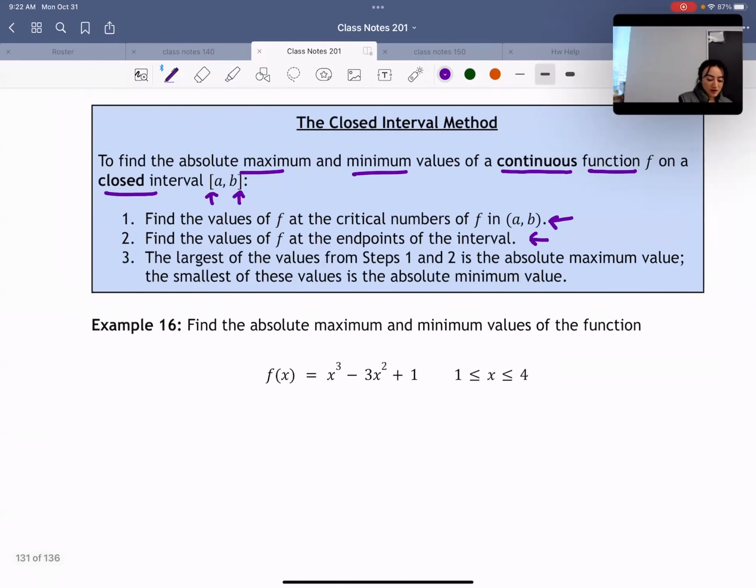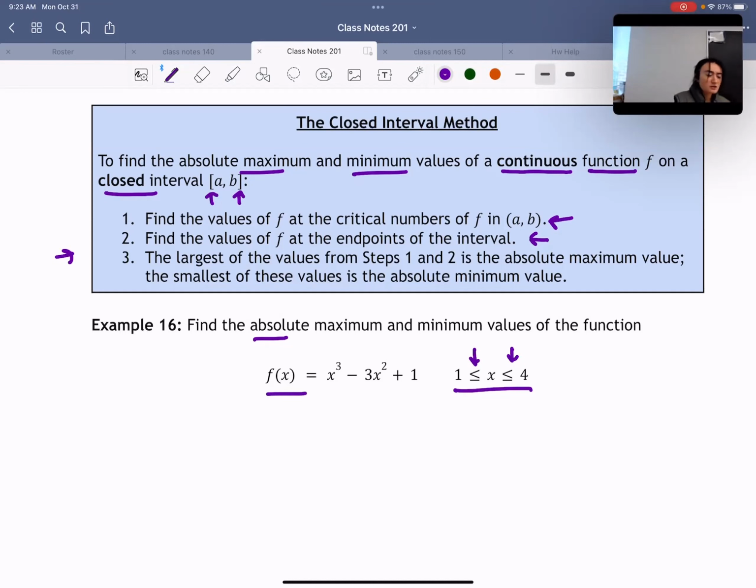In this example, we're asked to find the absolute maximum and minimum of a function. When a question gives you a function and a closed interval, which means we're including 1 and 4, this is our hint that we have to use the closed interval method. Anything that asks you to find the absolute max or min of a function on an interval, use this method. So let's take this step by step. It says I need to find the absolute max and min of a continuous function. Is my function continuous?